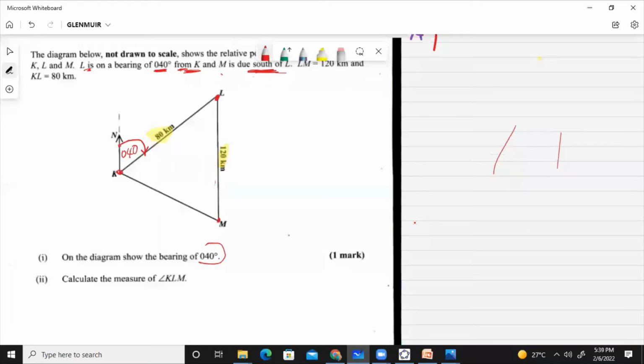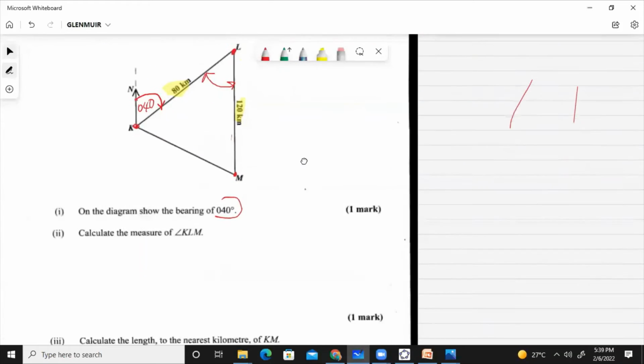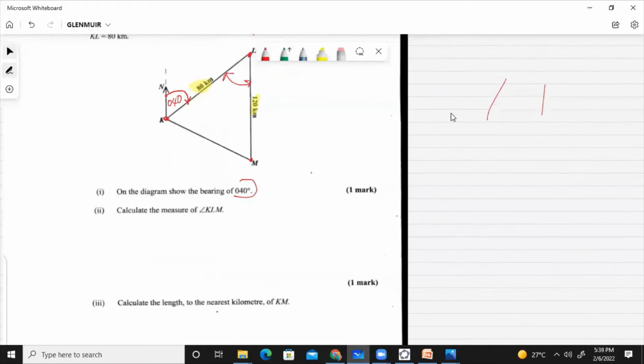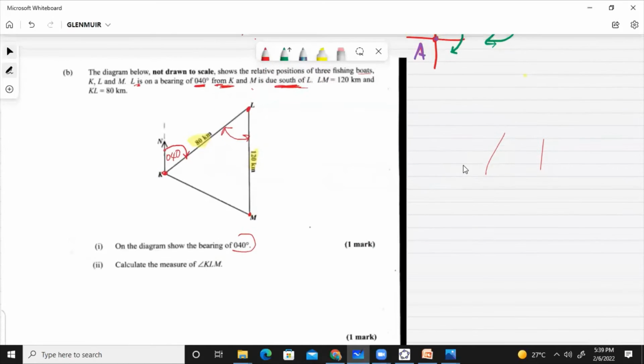Flow with the 3 letters. Watch. Right here, they want us to find this angle right there. Now we have a number of tools to work with, right? But watch this. Now, let me drop something for you, and then we're just going to show you why it is a 1 mark question.